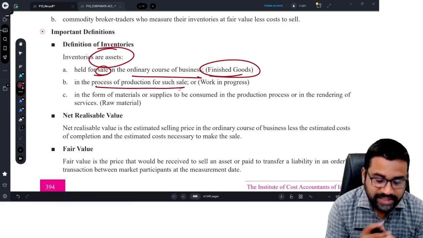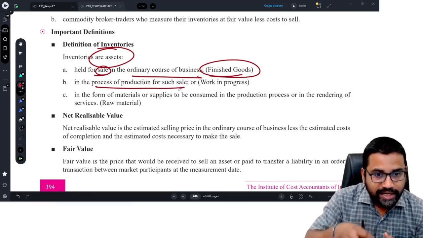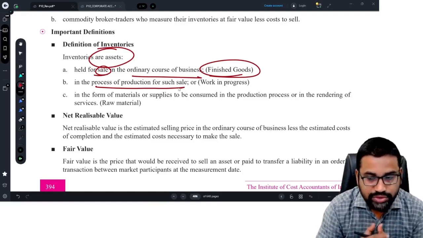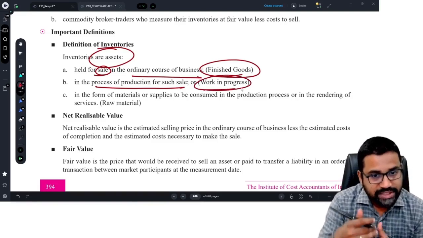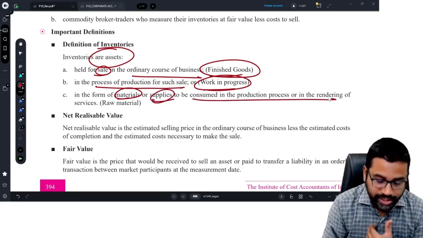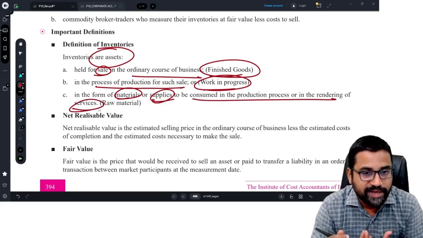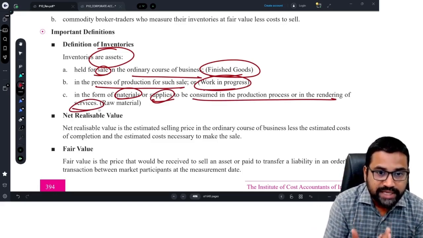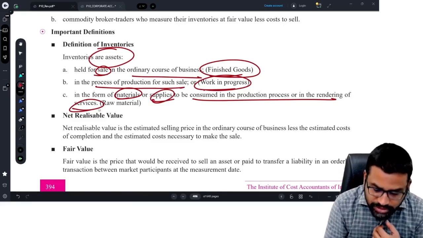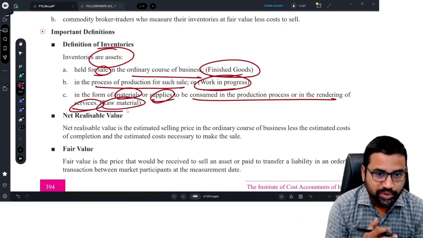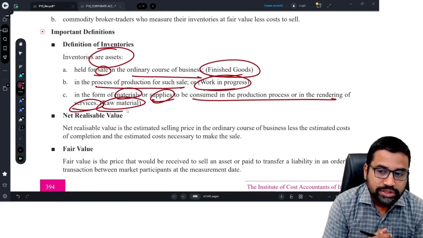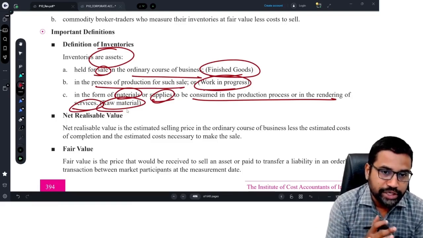Then in the process of production for such sale, sometimes the items are not yet completed, that means they are at the semi-finished stage. Once completed, they will also be held for sale. So items in the process of production, like work in progress, are also inventories. And then any form of materials or supplies to be consumed in the production process or in rendering of services. If I am a manufacturer, whatever materials and supplies I consume in the production process are also inventories. For example, raw material, which we consume in the production process. Different kinds of oils, consumables, and tools, so loose tools.